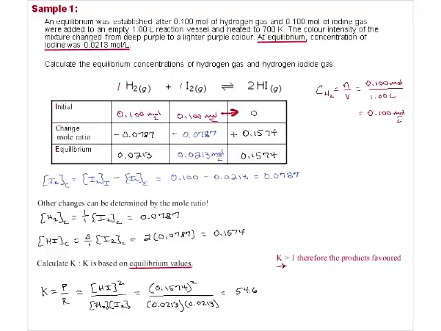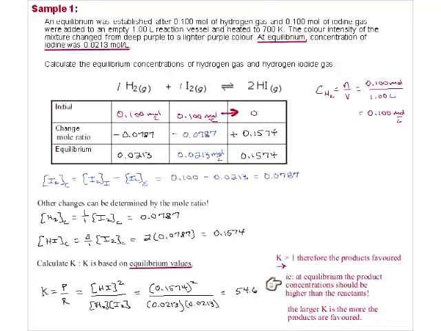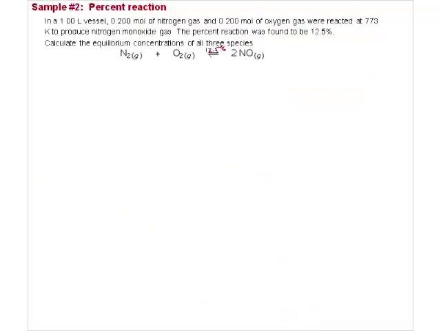And we have to say, well, does this make any sense to us whatsoever? Are the products favored? We look at the values. Indeed. Look, 0.15 for the products here. These guys are only 0.2. Right? So we have almost 7 times more products than we have reactants. So this is making sense to us, or it should, that the products have been favored. So what we're saying then is at equilibrium, the product concentration should be higher than the reactants. And the larger the K, the more the products are favored. So that's what we're seeing here. Let's look at another one.